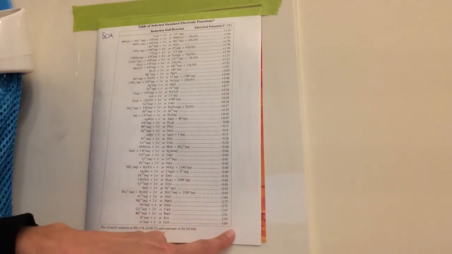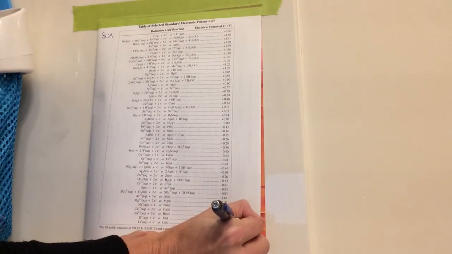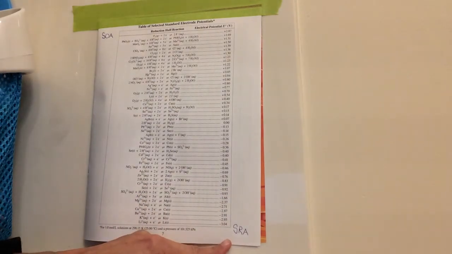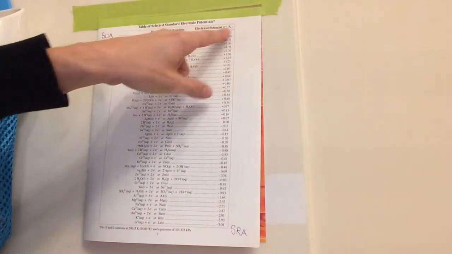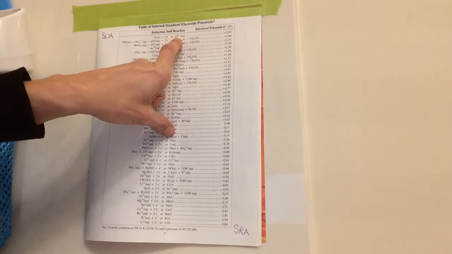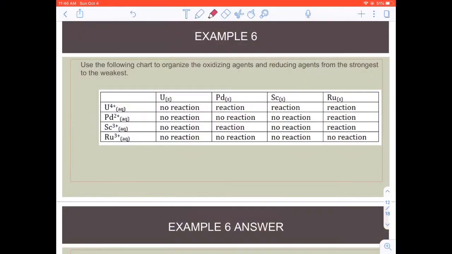However, lithium solid is our strongest reducing agent on this table. So you guys can write SRA on your data tables to show that these are your strongest reducing agents. Your weakest reducing agents then are going to be all the way on the top right hand side. This fluoride ion is a very weak reducing agent. So let's go ahead now and look at example 6 in your workbooks.